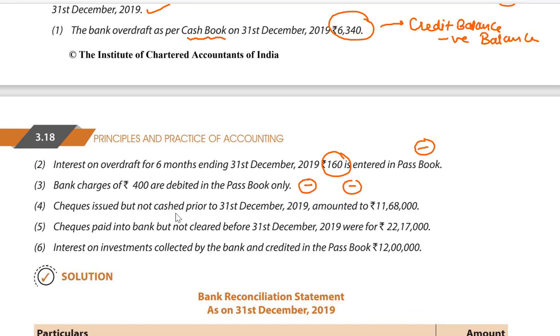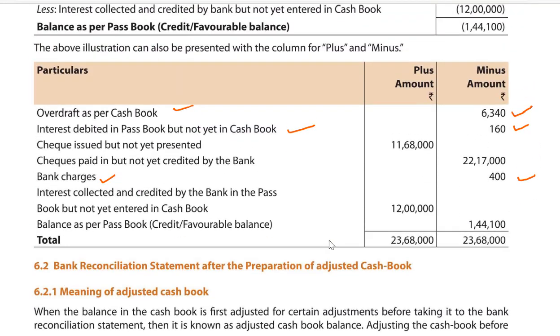Check issued but not cashed. That means what? Check issued but not presented for payment. So check issued, that means in the cash book it is minus. Now in the cash book we need to do what? Plus 11,68,000, that is check issued but not yet presented for payment in the bank. Assure yourself till here that you understood. Let us continue.